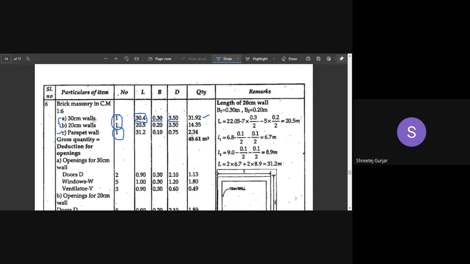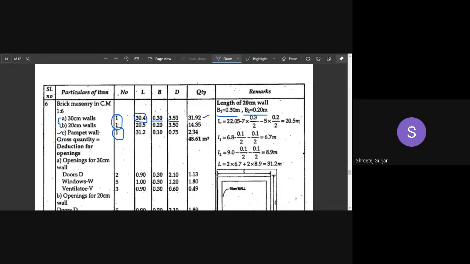So coming to your 20 centimeter wall, length of 20 centimeter wall, B1 is 30 centimeter and B2 is 20 centimeter. That you have to mention here, because your wall thicknesses are different. Your foundations were same. While calculating your size stone masonry, we have substituted B1 is equals to B2 because your foundations for both the walls were same.